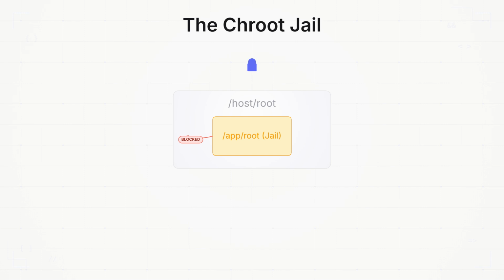However, chroot alone is weak. A clever process with root privileges can easily break out of a chroot jail. This is why Docker combines chroot's successor, pivot_root, with mount namespaces to ensure that the process is truly locked inside its own file system tree, unable to even see the host's /bin or /etc directories.